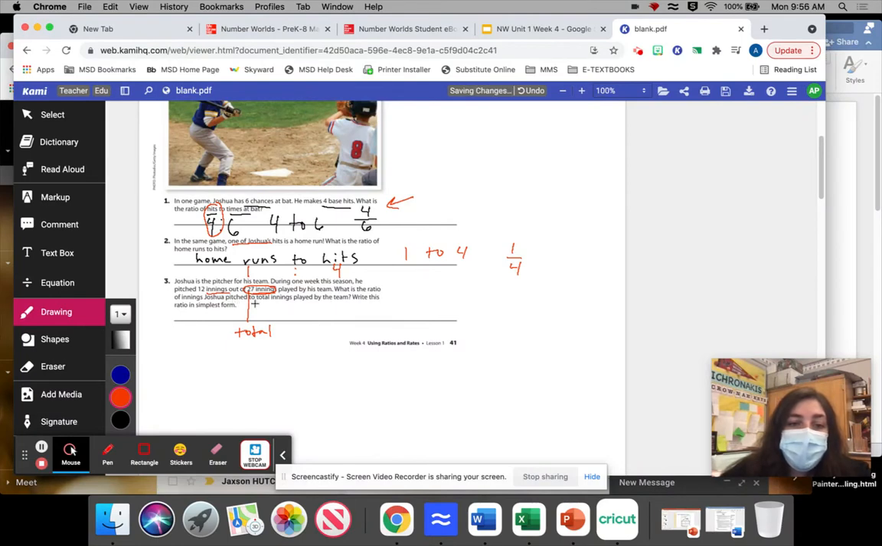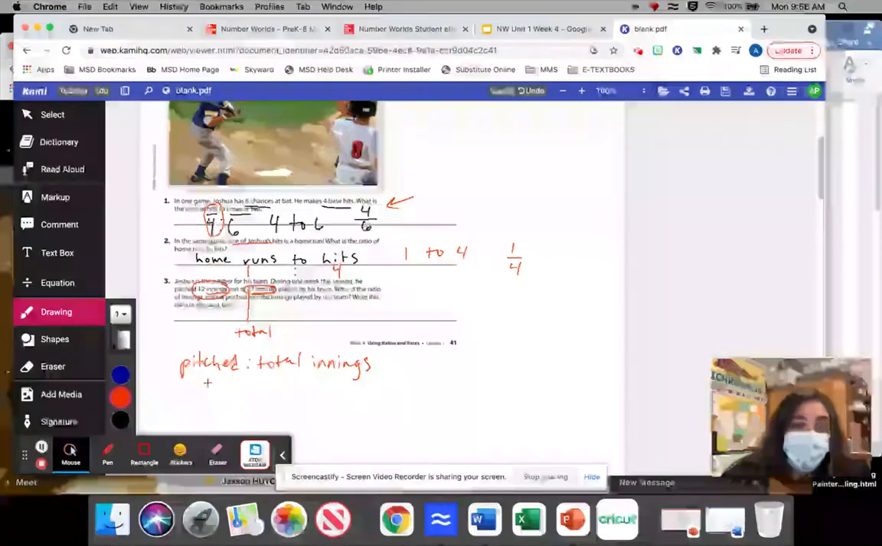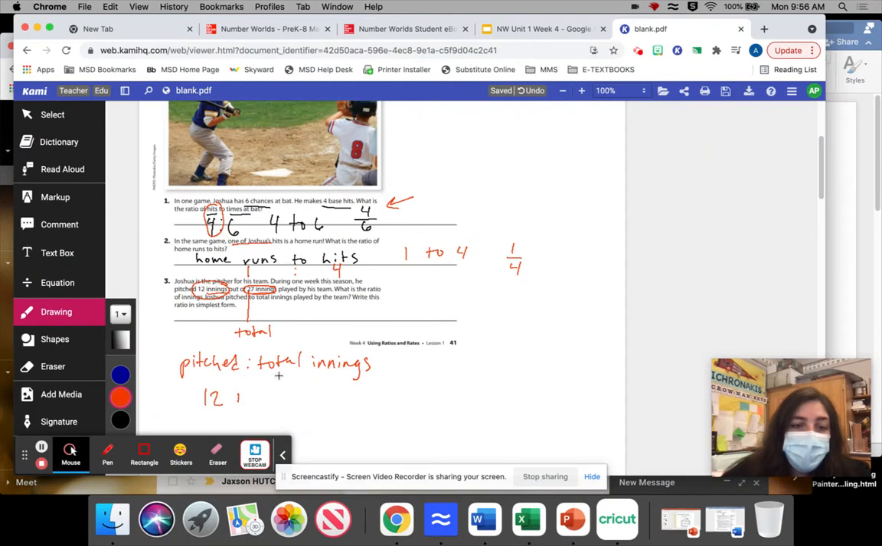What is the ratio of innings Joshua pitched to total innings played by the team? So we want to know innings he pitched to the total innings that his team played. So the innings he pitched is going to be right over here, 12 innings. And that's going to be to 27 total innings. A lot of finding these ratios is just identifying the information that they give you in the word problem.